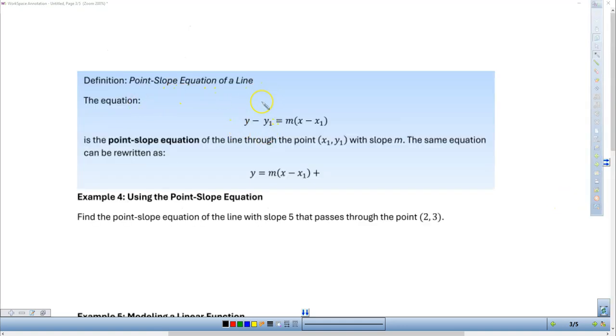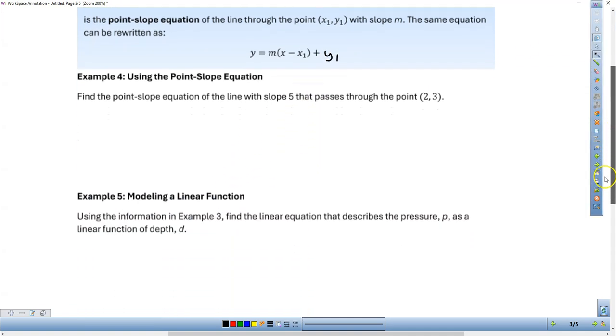The point slope equation of a line is y minus y1 equals m parentheses, that means to multiply, x minus x1 end parentheses, which you can also write as y equals m parentheses x minus x1 plus, what are we adding? y1. So let's go ahead and use the point slope form to go ahead and create our equation.